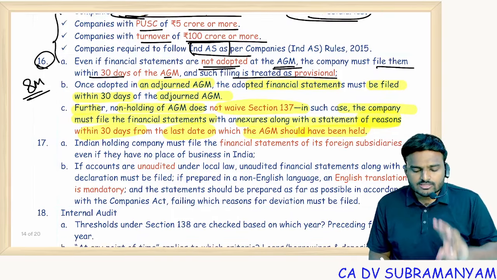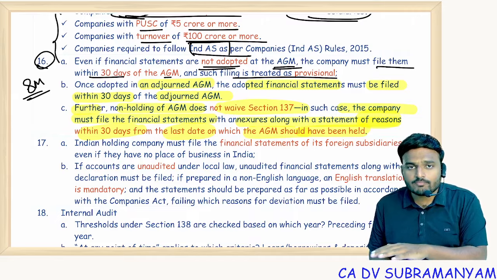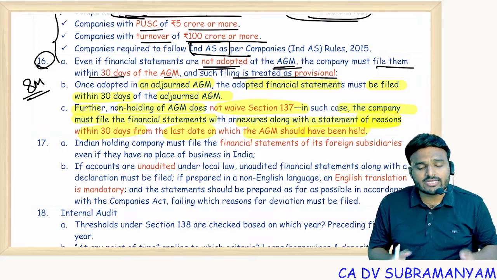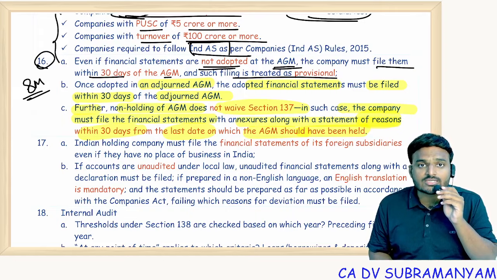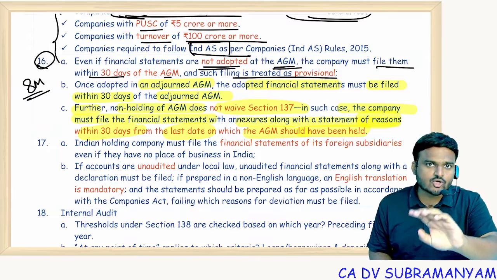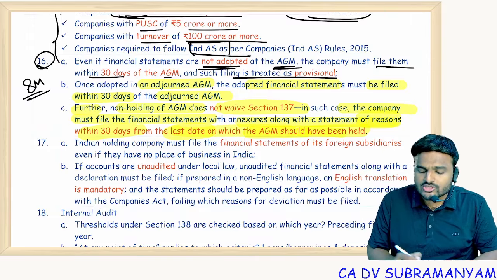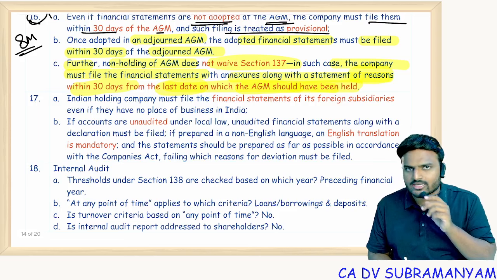So that means 30 days of AGM where adopted financial statements, file them. In case of unadopted, file them. ROC will consider them as provisional. If AGM was not conducted, file them. Along with filing, mention the reasons why AGM was not conducted. So 30 days is common. If AGM is not conducted, 30 days from the due date of AGM. You all know the due date of AGM, within 6 months from the closure of financial year, right?